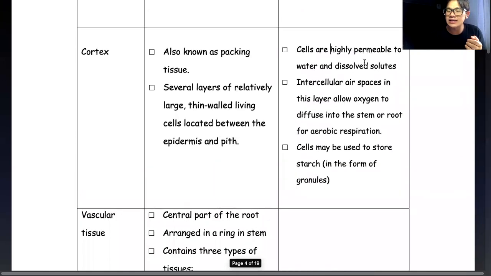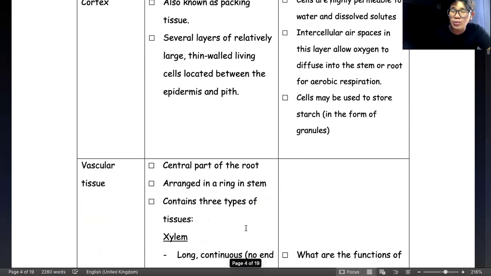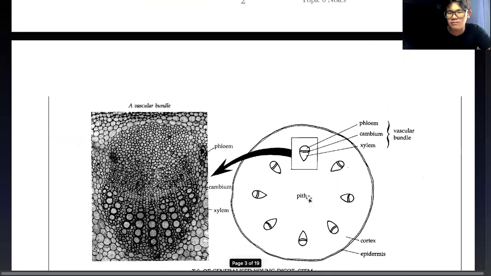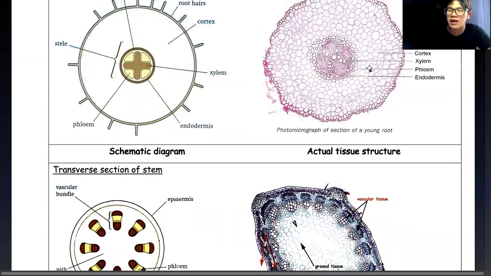Here, cells are highly permeable to water. Senang masuk, air masuk, solute masuk. Second point, intercellular air spaces. Intercellular air spaces in this layer allow oxygen to diffuse into the stem or root for aerobic respiration. Because they have a lot of spaces, you see, sini macam besar kan, ada sel-selnya besar ruang-ruangnya. So besar ruang-ruangnya artinya senang juga untuk gases to diffuse in and out. Untuk apa? Untuk buat respiration.